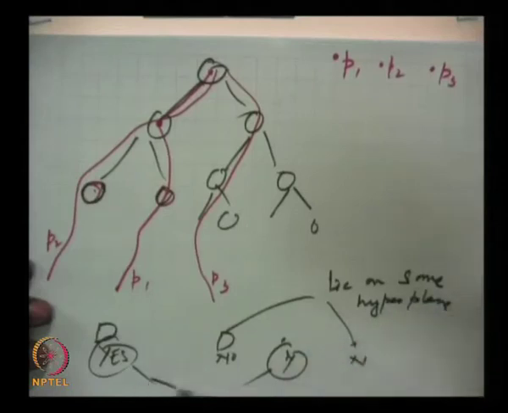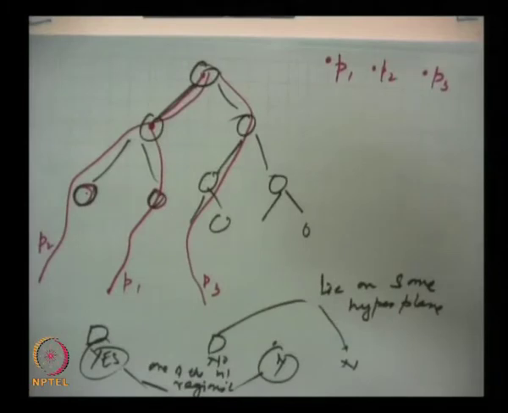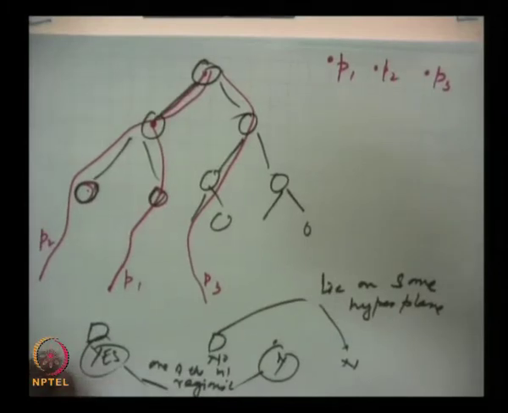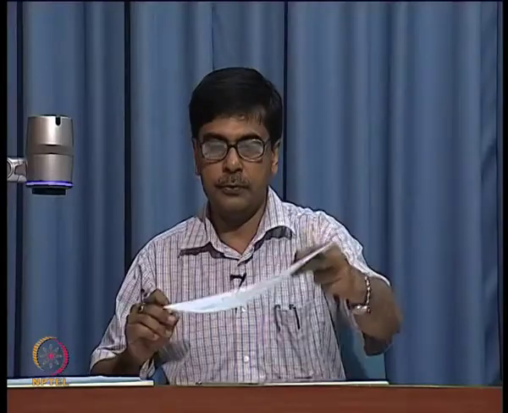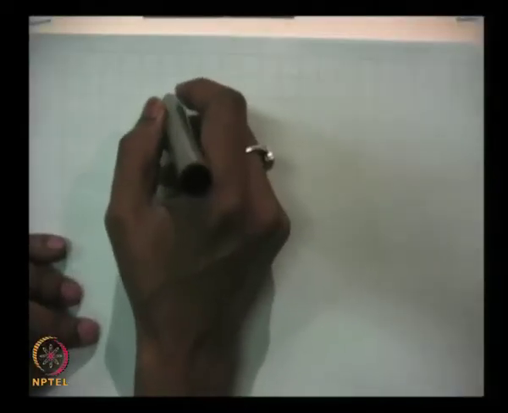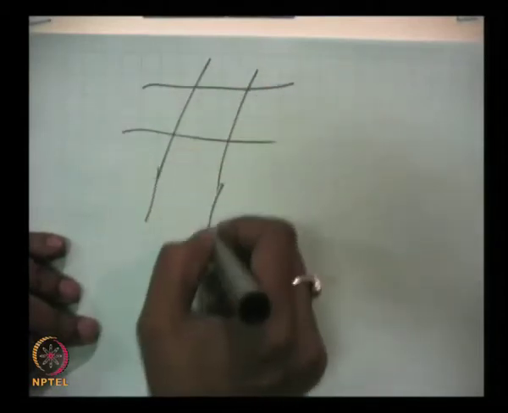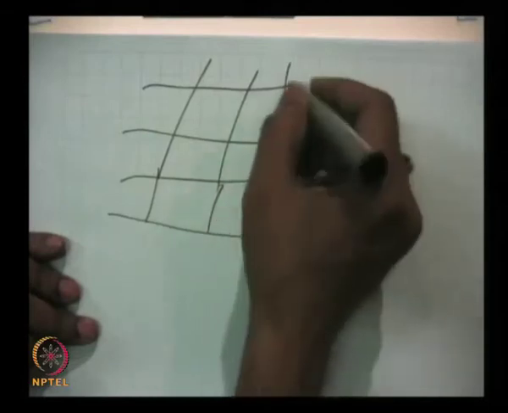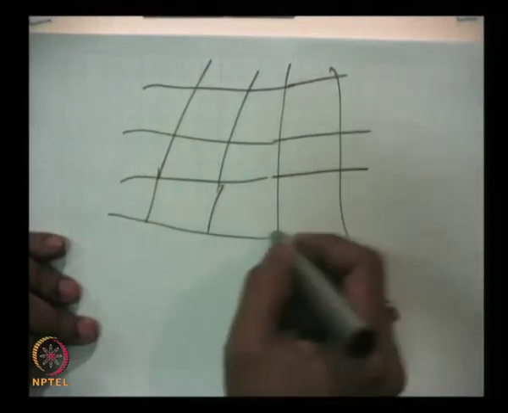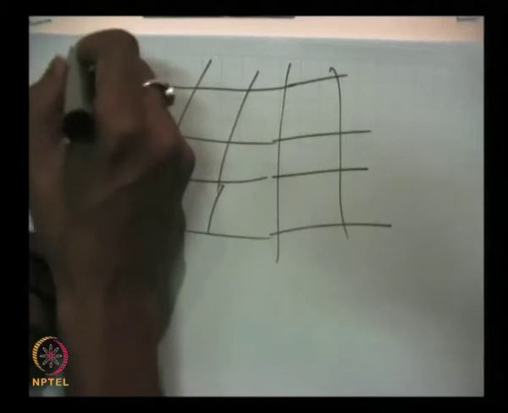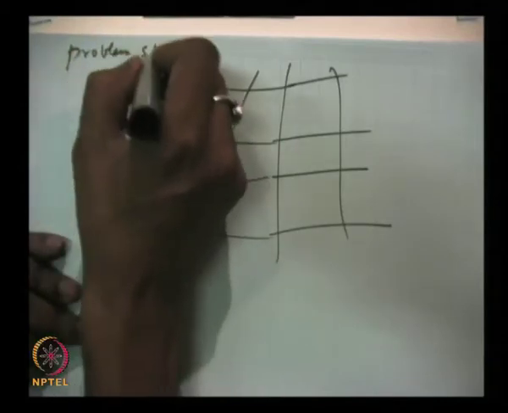Okay. And the yes should lie in one of the n factorial regions. Okay. So, let us blow up this figure a little bit further. What we have now is some kind of partitioning of the problem space. So, problem space partitioning.